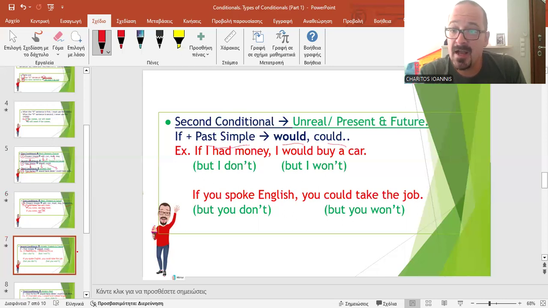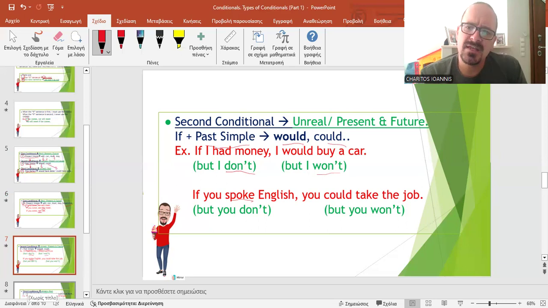For example, if I had money now or tomorrow, but I don't have money, don't is present simple, I would buy a car, but I won't buy a car because I don't have money. So this conditional describes an unreal condition, an unreal situation in the present or future. If you spoke English, past simple, but you don't, you could take the job, but you won't take it because you don't speak English. Unreal situation in the present and future.